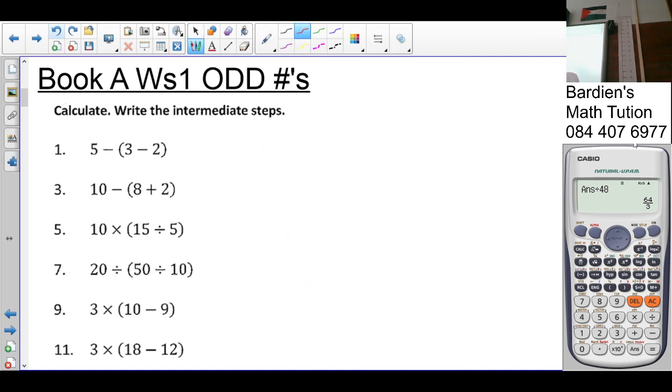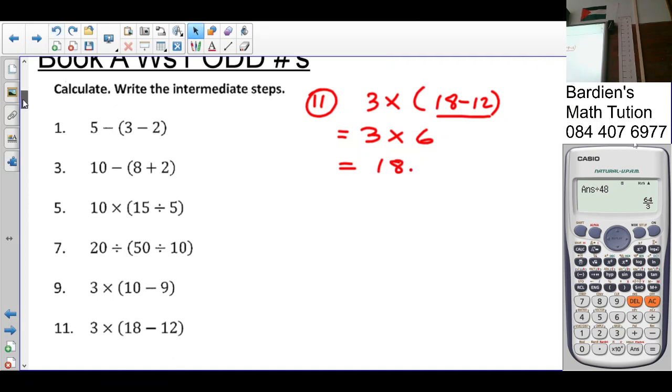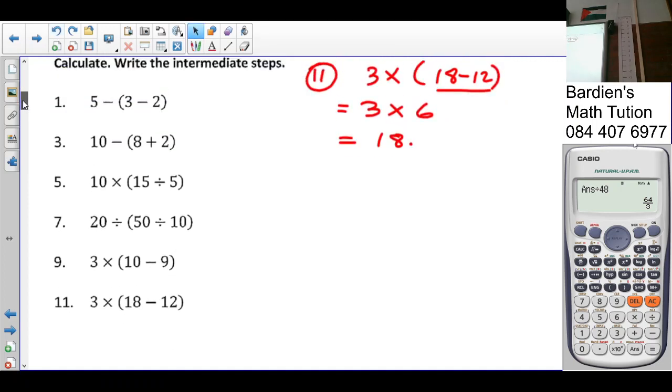Okay? Number 11. It's 3 multiplied by 18 minus 12. Again, what needs to be done according to BODMAS first? The brackets, yes. So it's 3 multiplied by 18 minus 12, which is 6. 3 multiplied by 6? 18. Okay, is that the last sum there?